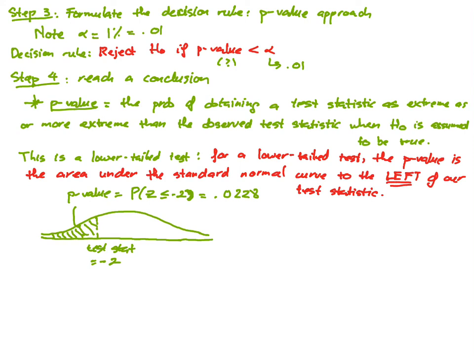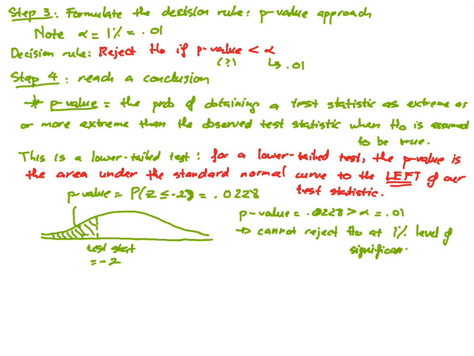Now the decision rule is we reject the null if the p-value is less than alpha. In this case, the p-value is 0.0228, which is greater than alpha of 0.01. So our decision is we cannot reject the null at 1% level of significance.